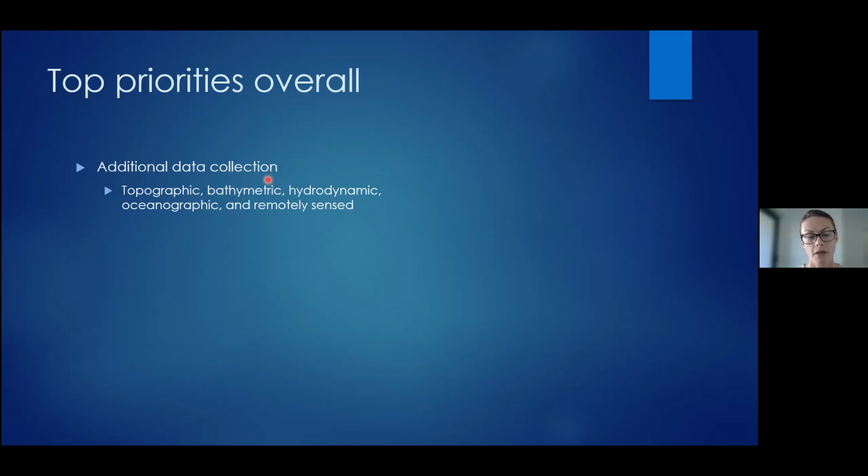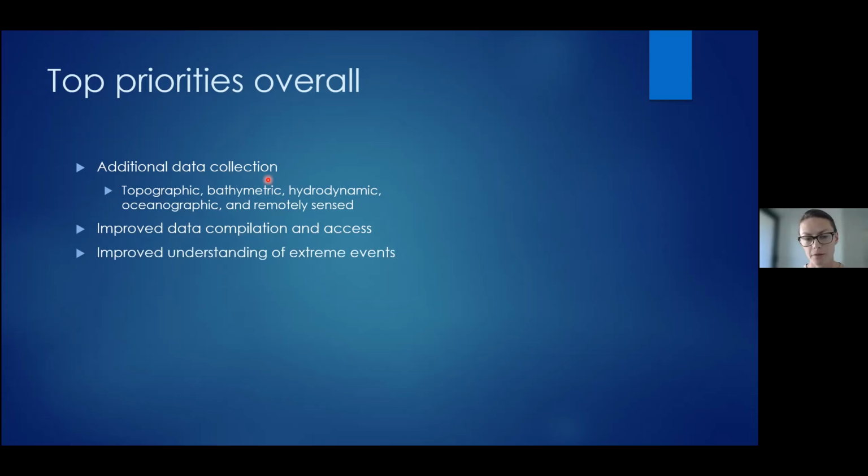So the first was around additional data collection, and this was seen as really critical by a really large number of people. That included additional topographic data, additional bathymetric data, hydrodynamic data, oceanographic data, and remotely sensed data. So there were a lot of priorities that fit under this additional data collection theme. Within that idea, improved data compilation and access was also seen as really critical. So there were priorities around having a national data custodian and making existing coastal data publicly accessible. That was seen as really critical.